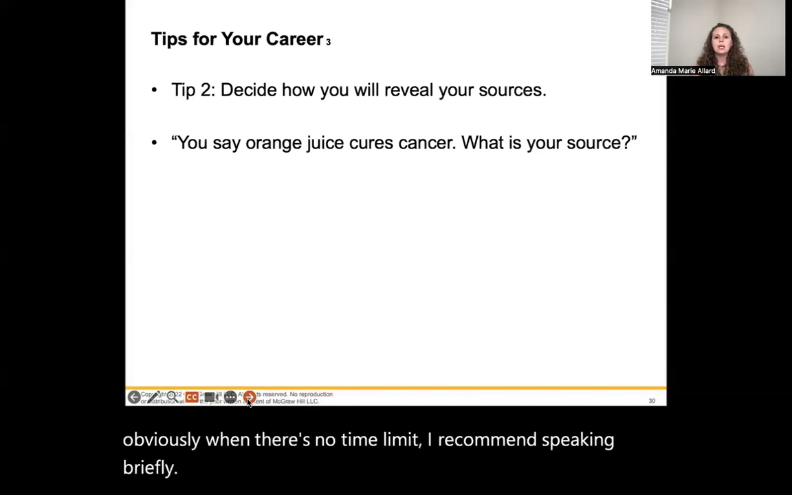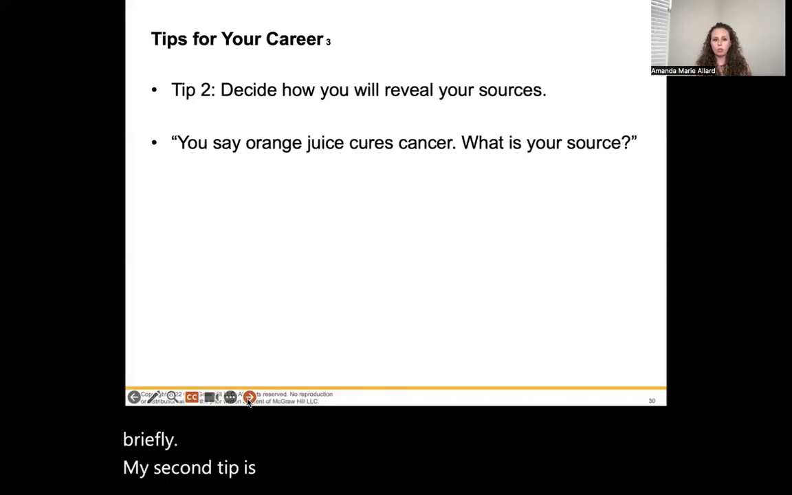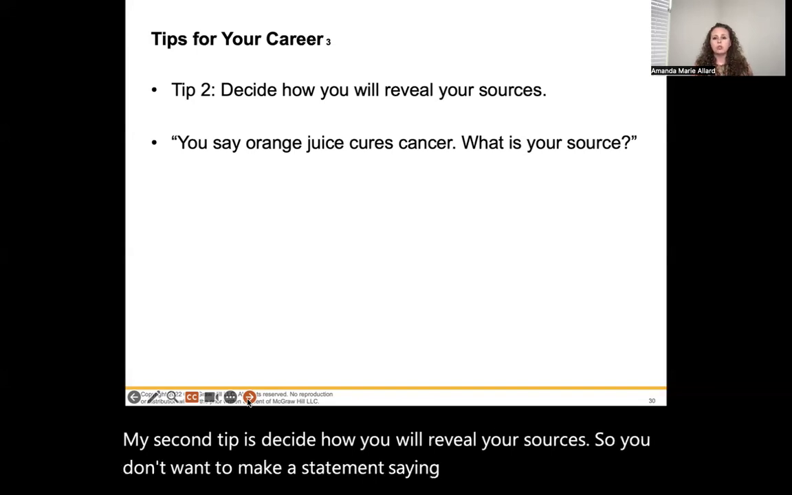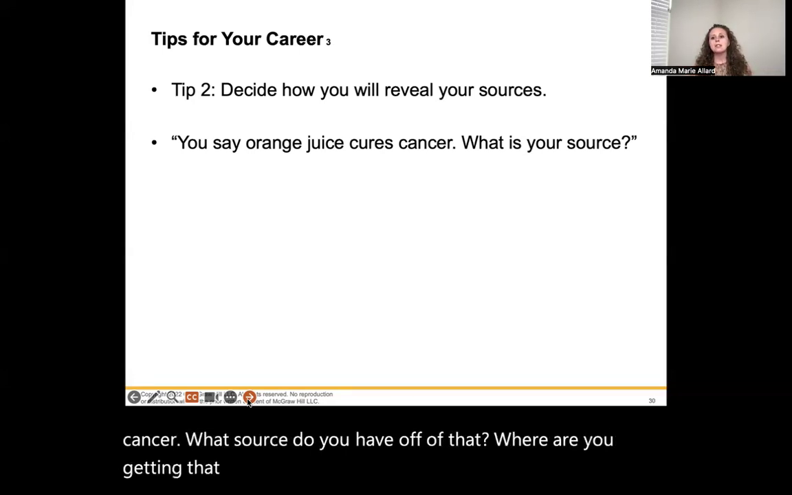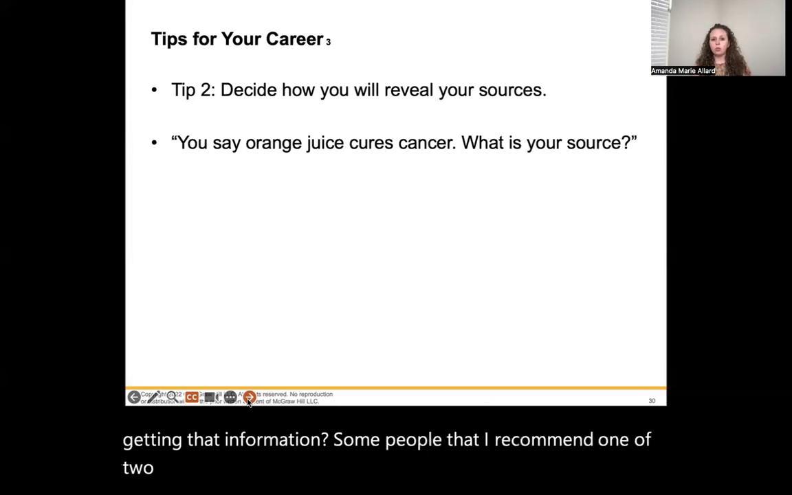My second tip is decide how you will reveal your sources. So you don't want to make a statement saying like orange juice will cure cancer. What source do you have for that? Where are you getting that information? I recommend one of two ways. One, you can add it into your speech in a very subtle way.